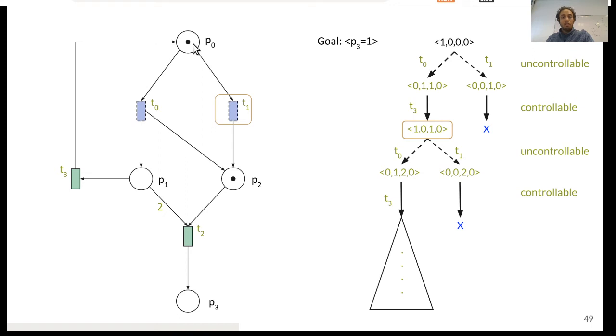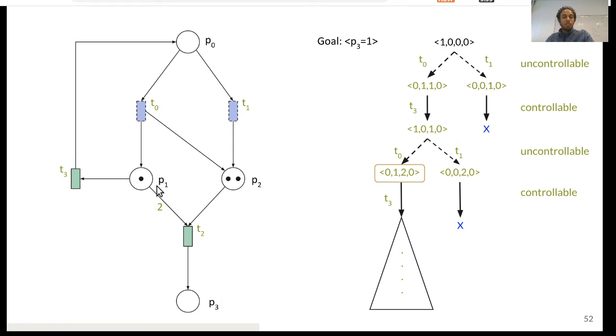And from here again, the environment has two transitions, T1, which again results in a deadlock, or T0, which puts a token here, but it keeps accumulating tokens here. So this results in an infinite marking graph because the tokens keep accumulating here and are not removed. And this transition can never be fired because there is at maximum only one token in this place.